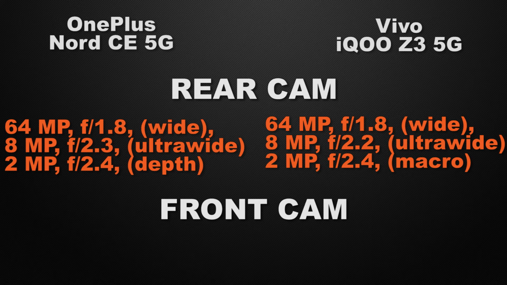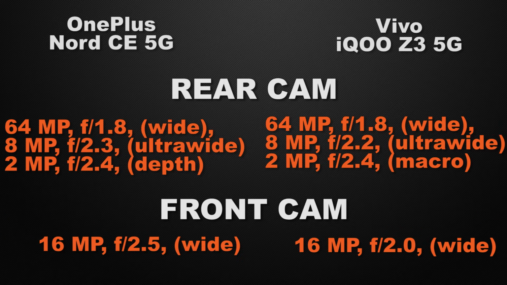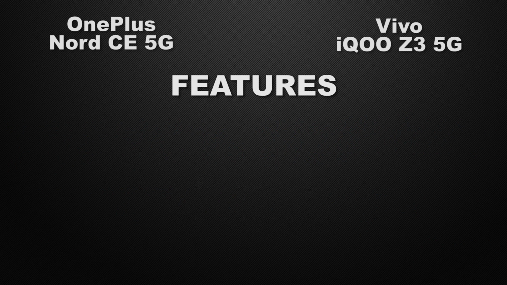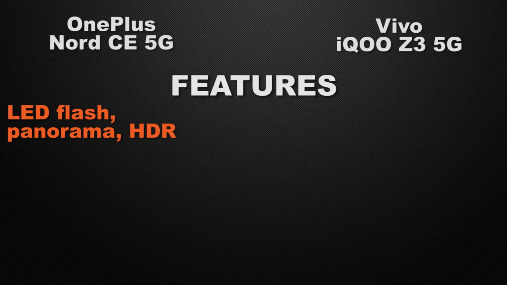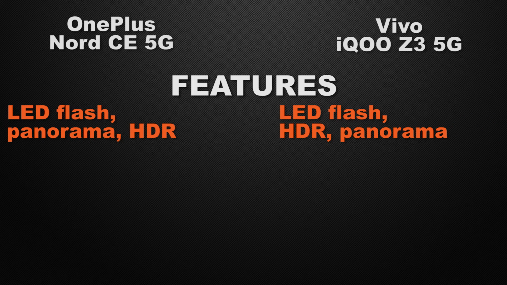And about the front camera of the devices, both of the devices have 16 megapixel of wide camera, so it's a tie. Let's talk about the camera features of the devices. Nord has LED flash, HDR and panorama, whereas Z3 has LED flash, HDR and panorama, so it's a tie.